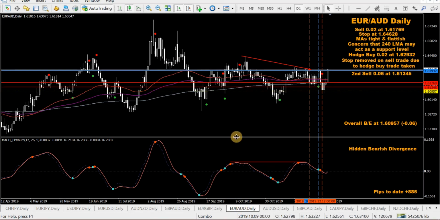Euro, Aussie. Another one of these ones I try to get a bit cute. Hidden bearish divergence. Here it was here. And concerned that the 240 LMA may act as a support level. So when I took the trade, I was right on the 240 LMA. And here I was. I made notes at the time, and it proved me right. Price went straight up. So I took a hedge buy, thinking I'll kill this. Then it comes straight back down, and I took a second sell.